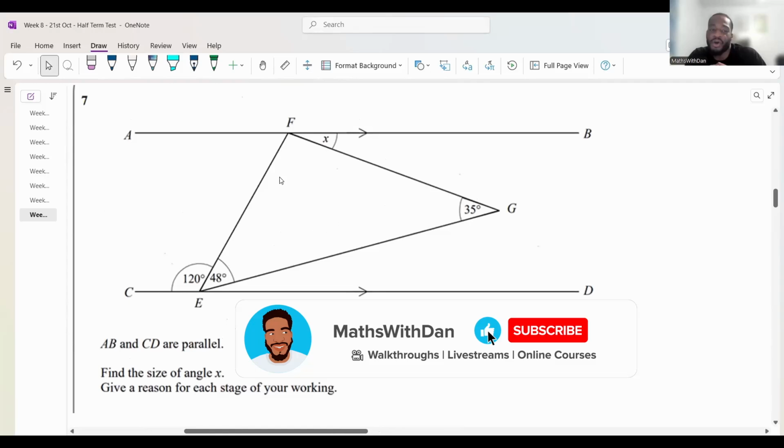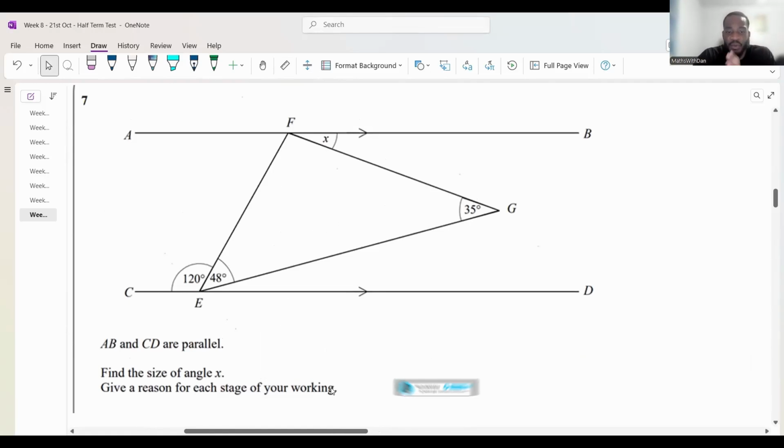A, B, and C, D are parallel. Find the size of angle X. Give a reason for each stage of your working. So immediately, when you're dealing with parallel lines, what topic is it? It's the angles and parallel lines topic, isn't it? We did this a couple of weeks ago, right?